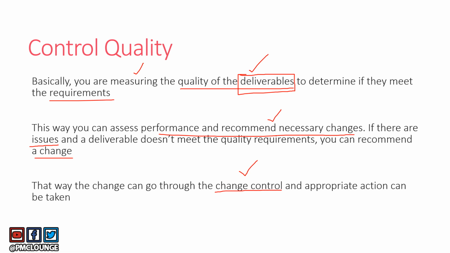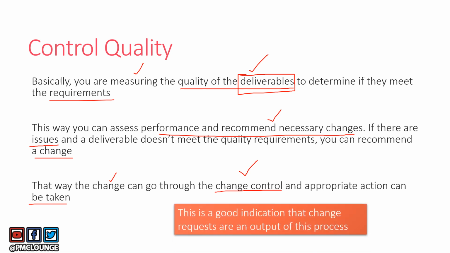So when you suggest a change, that change can go through change control and appropriate action can be taken to address quality issues, right? So if you can think through this, you'll be able to understand that this is a good indication that change requests are an output of this process. I hope you were able to make that out. You were able to establish that relationship, especially from the last two points that we discussed in this slide.